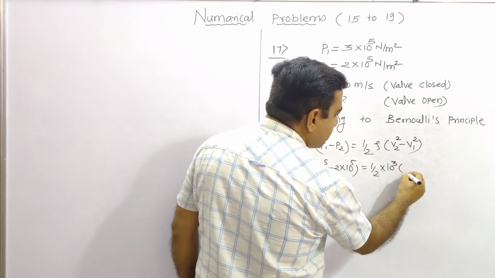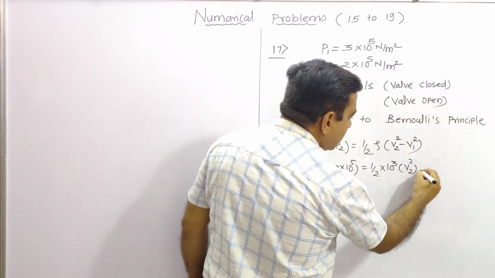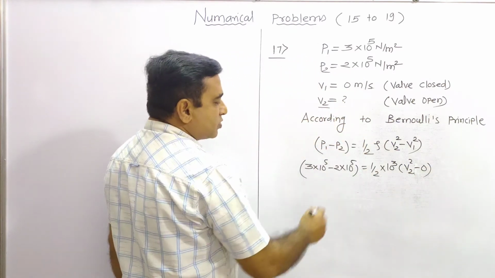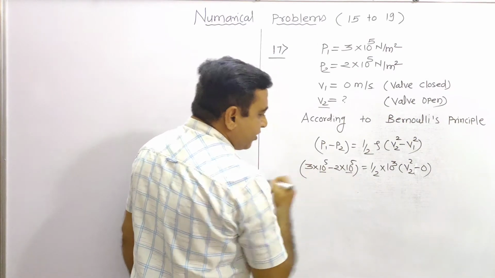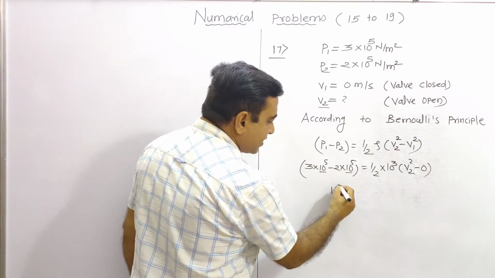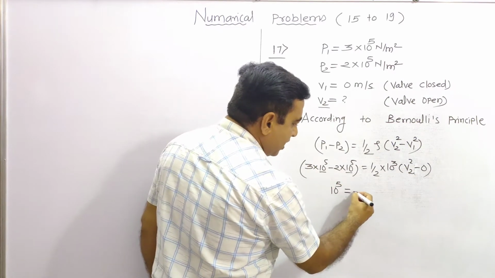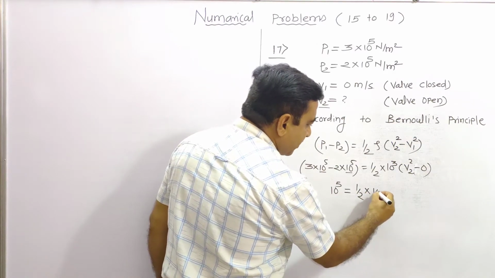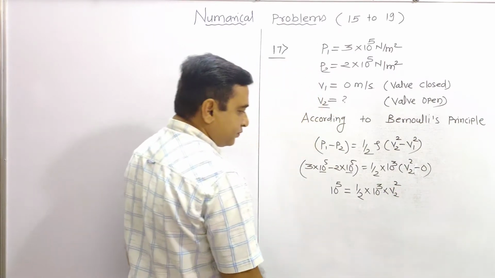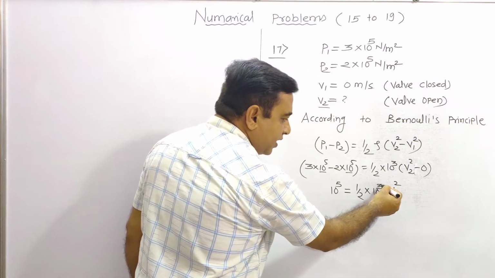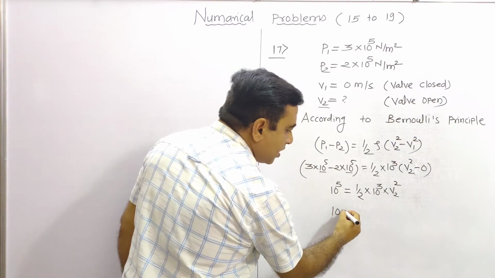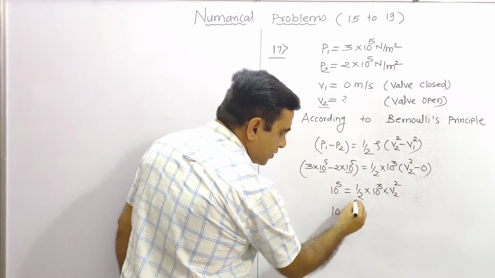Now here it is V2 square minus 0, so only V2 square remains. This 10 raised to power 5 is common, and 3 minus 2 is 1, so only 10 raised to power 5 remains. Here it is 1 by 2 into 10 raised to power 3 into V2 square. So this 10 raised to power 3 and 10 raised to power 5 give how much? It is 10 raised to power 2.